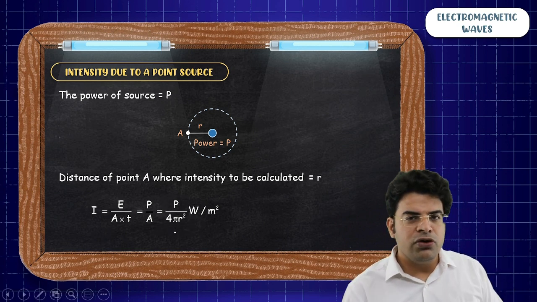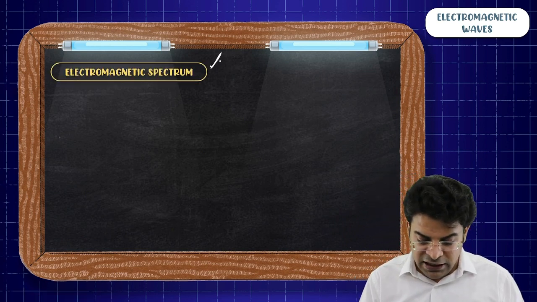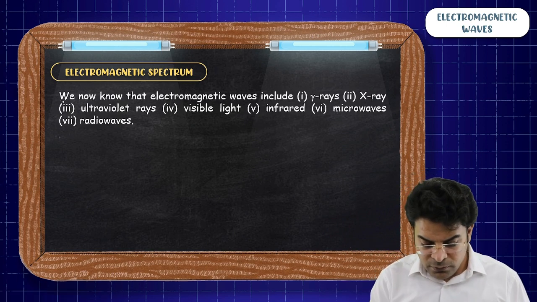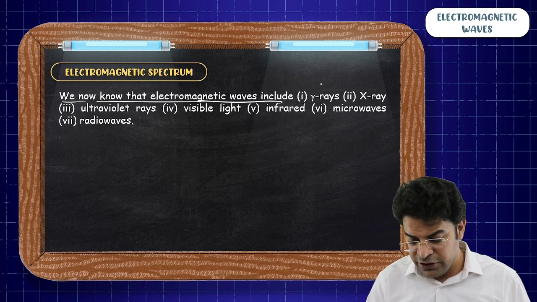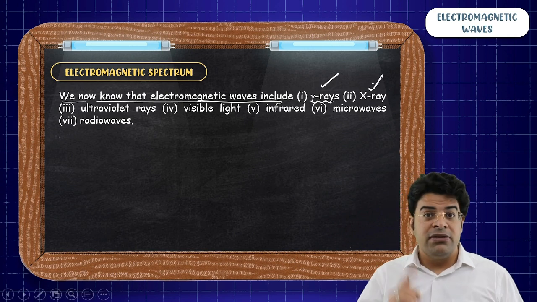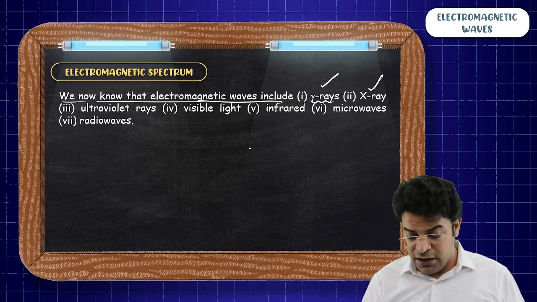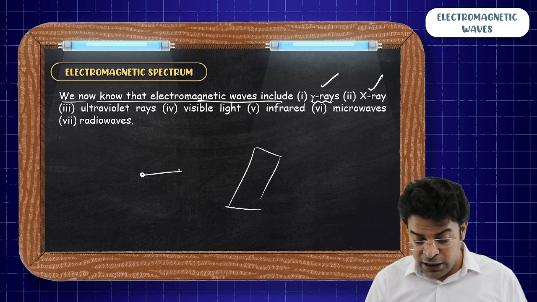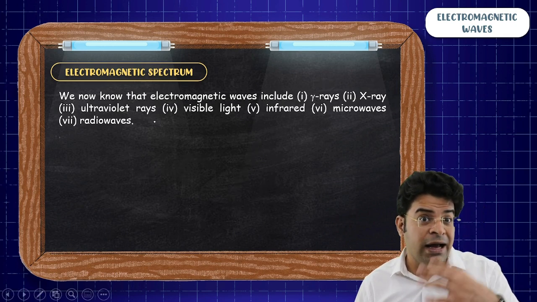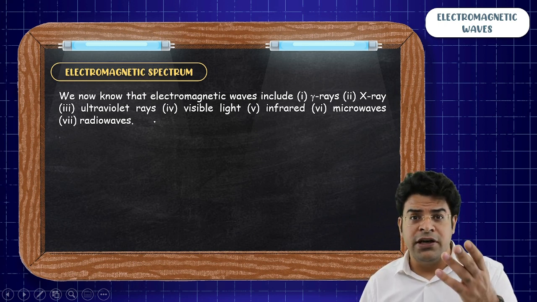Now we will talk about the electromagnetic spectrum, and that's the end of this hour. So let's talk about electromagnetic spectrum. Here we will talk about all type of EM waves. So we know that electromagnetic waves include gamma rays, the most energetic, produced inside the nucleus, then X-ray, the next most energetic. X-rays are created when high energy electrons are bombarded on heavy metals. Third, ultraviolet rays, again they have got higher energy than the visible. They can cause skin cancer due to the mutation in chromosome.